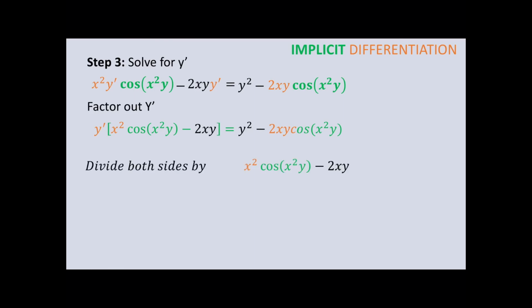That should make our job much simpler to find y prime by just dividing both sides of the equation by x squared cosine x squared y minus 2xy. And that's it. You find y prime equal to y squared minus 2xy cosine x squared y, over x squared cosine x squared y minus 2xy. And if you're asked to find y prime at a certain point, you just go ahead and substitute the x and y values in this expression and you'll be good to go.